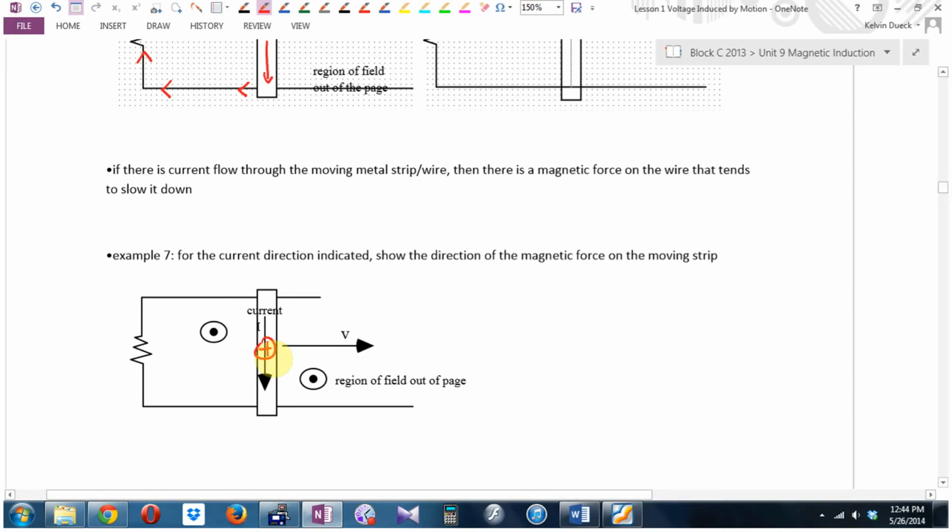Point your thumbs down the page. Magnetic field out of the page. Okay, I got to go kind of like that. Which way is your palm pointing? Left. I'm pulling this to the right. Which way will I feel a force? Acting to the left. That's what you felt, Callum, when you tried to crank. That's that force. We're going to talk about the rotational one later, but that's that force.